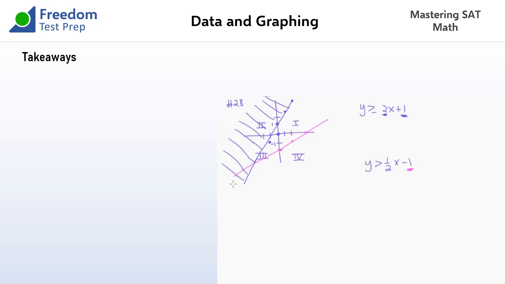Up above it. And then the pink is also greater than, so it's going to be up above the pink line. Now, the question says, which quadrant contains no solutions?